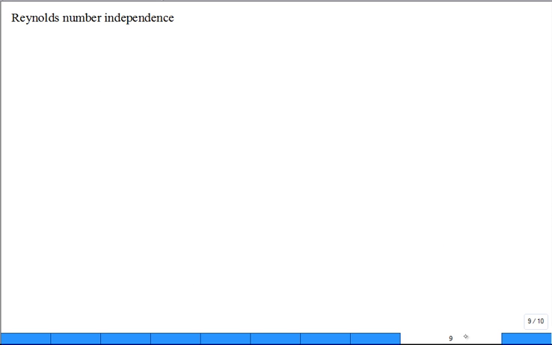Reynolds number independence. So a lot of times you'll make some experiments, and the experiments will show the drag coefficient as a function of the Reynolds number, and for low Reynolds number, it'll be highly dependent. But then for higher Reynolds number, it won't be highly dependent. It'll actually be flat.